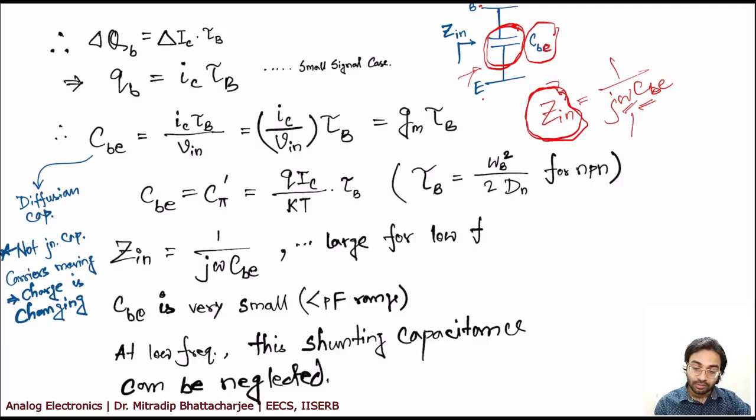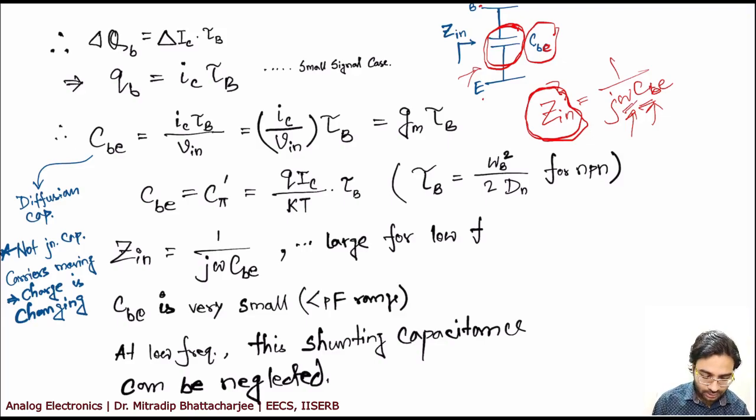Now, if both of them are low, then that is the best possible case. Omega is also low, CBE also low, your Zin is always high. Now, if both of them are high, CBE is high, omega is high, this will become very low, which is not desirable. So at high frequency, you will find things are difficult.